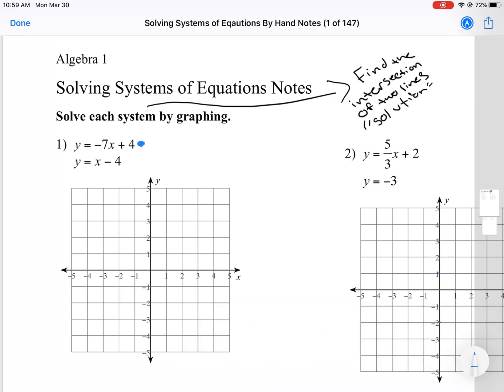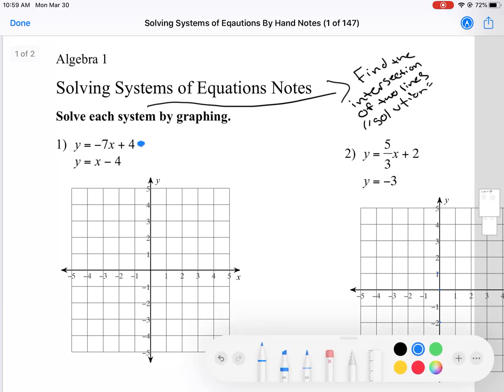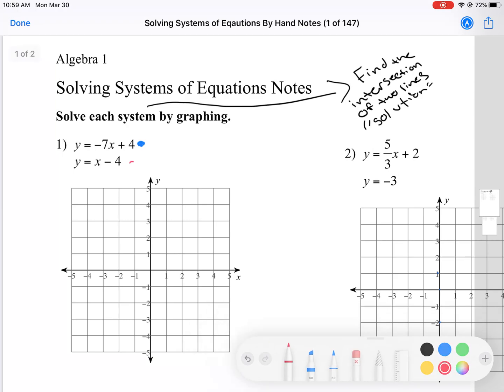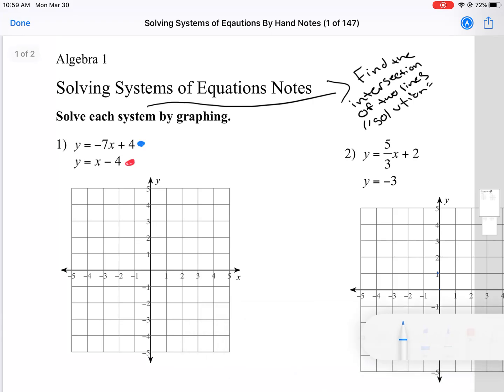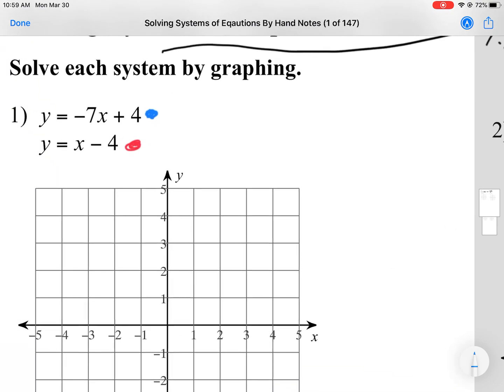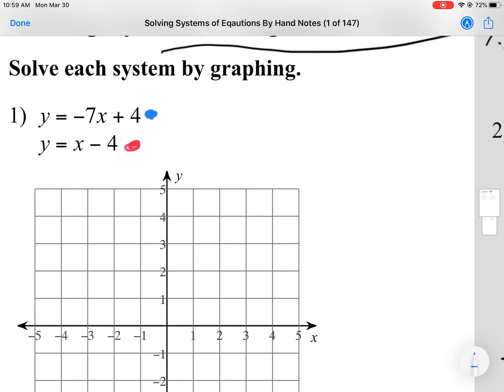So that's all I'm going to do right now. I'm going to graph for number 1 these 2 lines right here. Y equals negative 7x plus 4 being my blue graph. Y equals x minus 4 being my red one. So I'm just going to start for number 1, graphing the y-intercept of plus 4, because y equals negative 7x plus 4. My y-intercept is plus 4, so let's graph that. Right here, my y-intercept of 4.